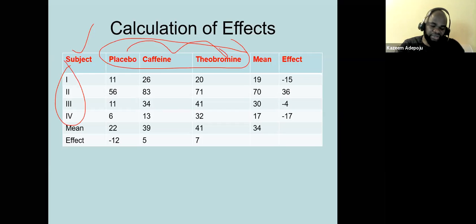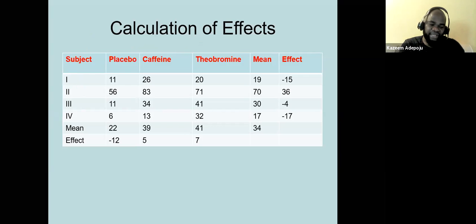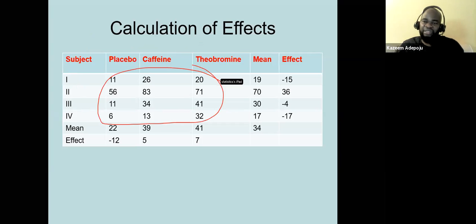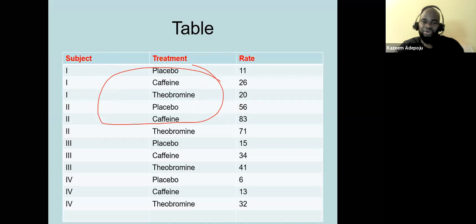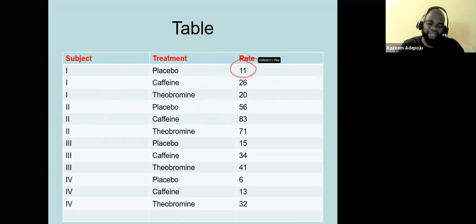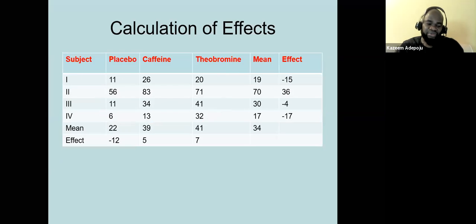And of course, what I have right here are the data. Those are the data that we actually have. Take a look at the data, 11 for placebo. If you take a look at this one, 11 for placebo and for subject 1. So we're just trying to reclassify that, and reclassifying that, of course, we're going to have what we have right now.